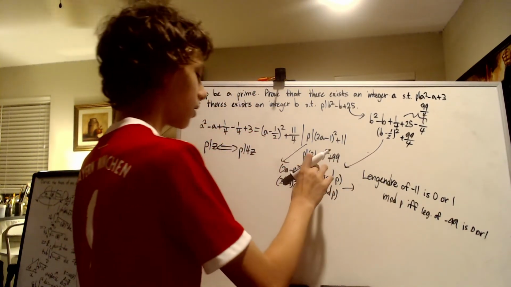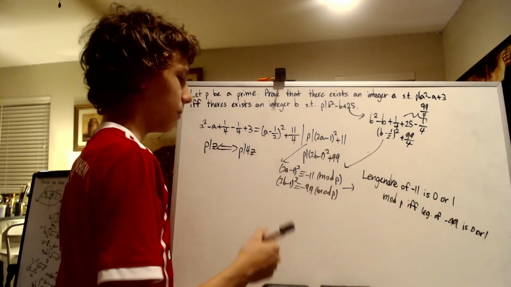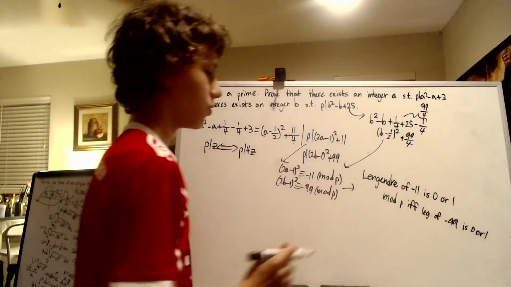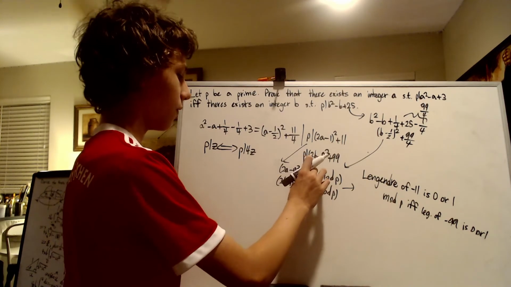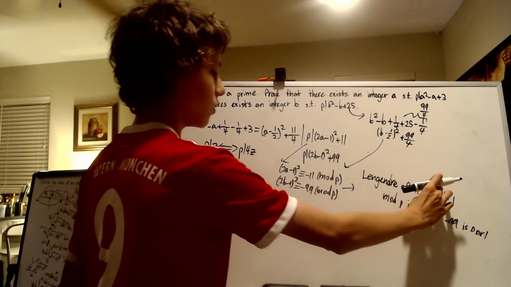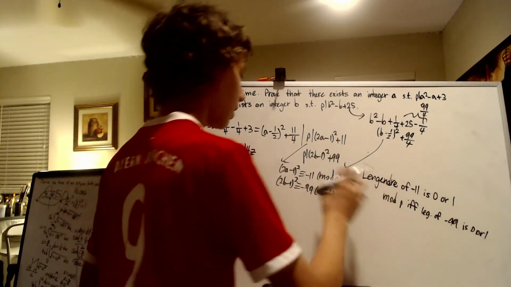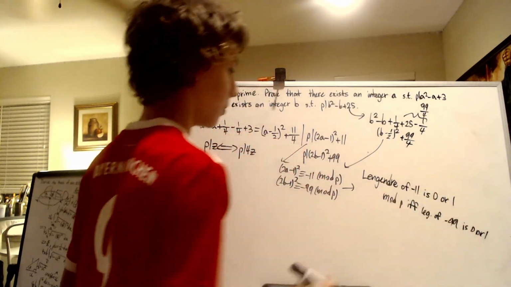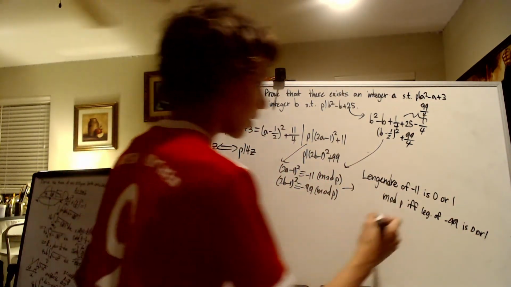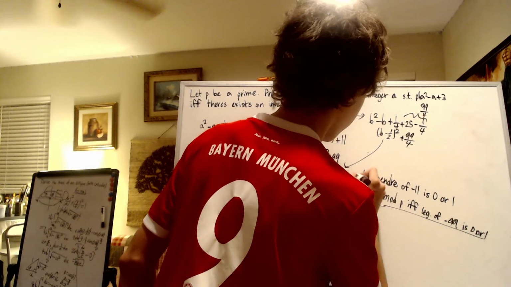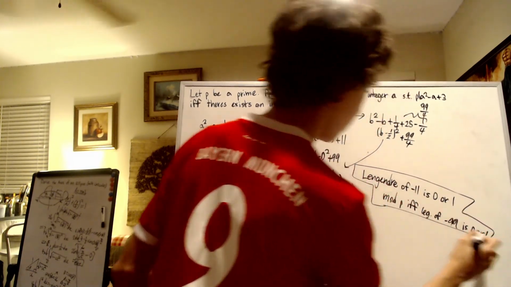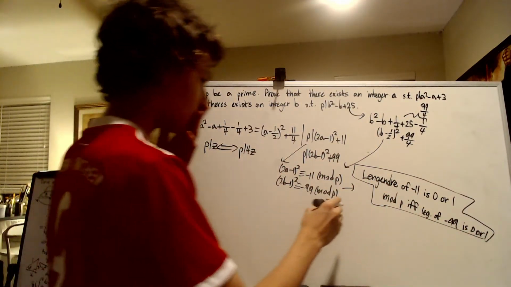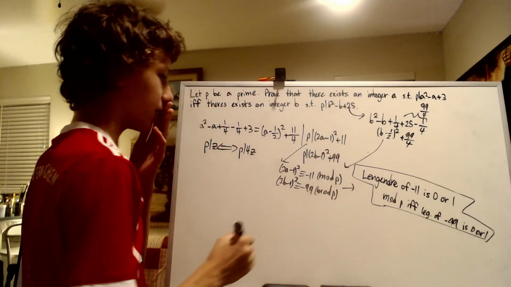Either −11 is congruent to 0 mod p, which is just, by definition, the Legendre symbol tells us that if it's congruent to 0, then the Legendre of that outputs 0, and if it's a quadratic residue, outputs a 1. Okay, so this is what the problem has amounted to. So how do we go about proving this?